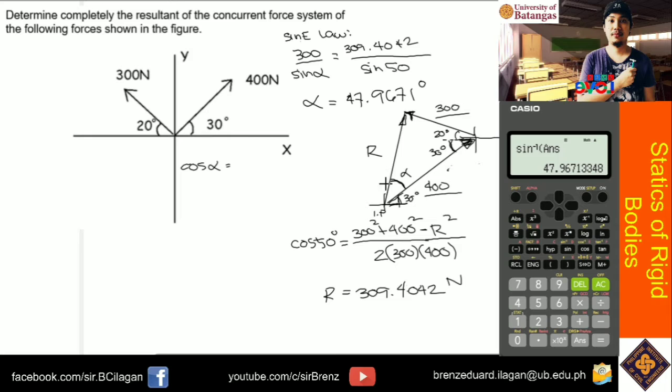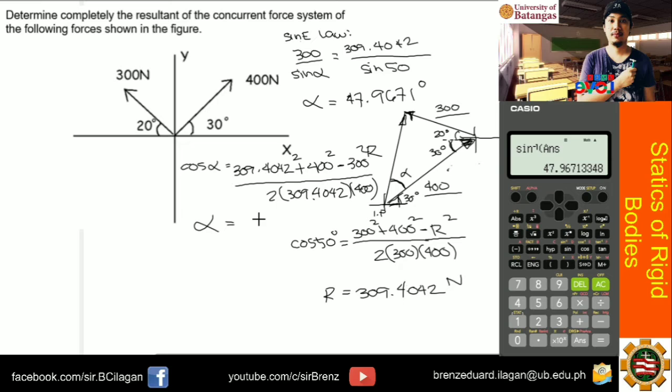Again, yung dalawang side na umipit, which is R and 400. So 309.4042 squared plus 400 squared, and then minus yung katapat na squared, minus 300 squared. Over twice nung umipit, 309.4042 times 400. So alpha is equals to, okay, music muna tayo habang nagpipindot ako sa calcu. Hirap kasi pumindot dito gamit yung digital.